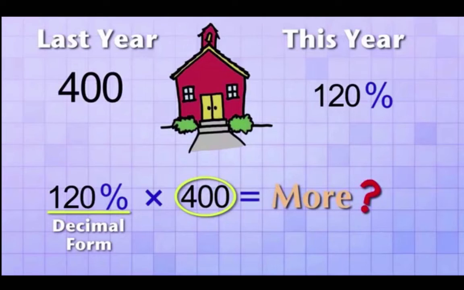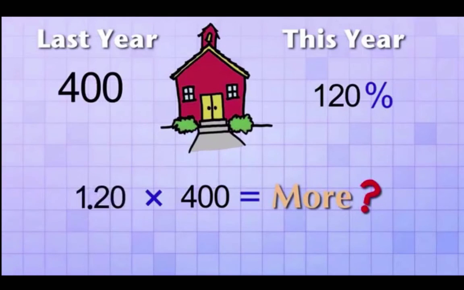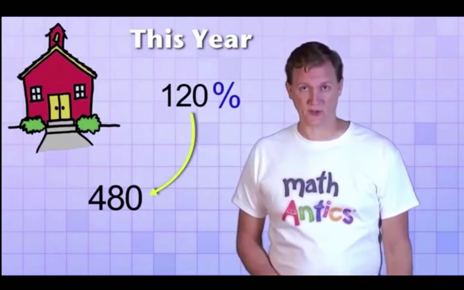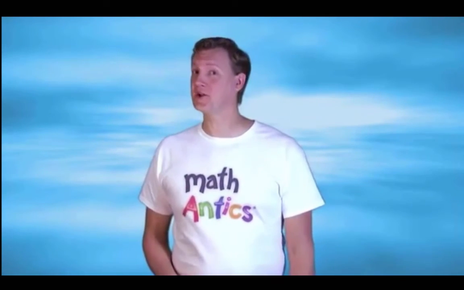Let's use the decimal form again. To get the decimal form of 120%, we move the decimal point over 2 places to the left, and we get 1.20. So we multiply 1.20 times 400, which gives us 480. So this year, there's 480 students at school. All right then, that's how you find the percent of a number. And it's a really useful math skill that has a lot of real-life applications. So it's important to learn how to do it right.